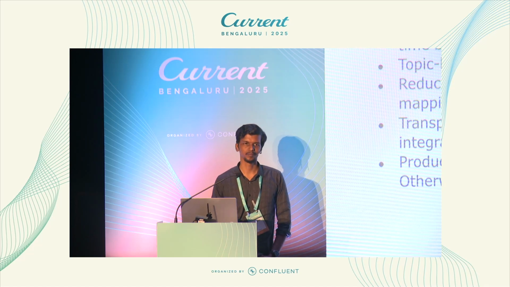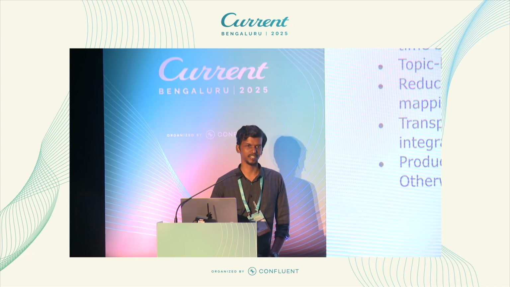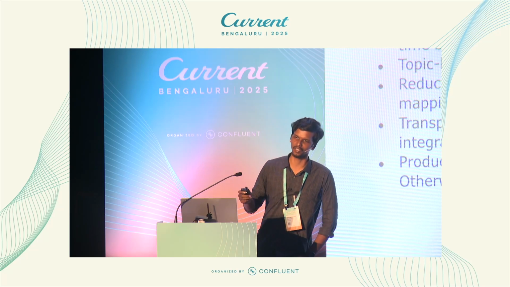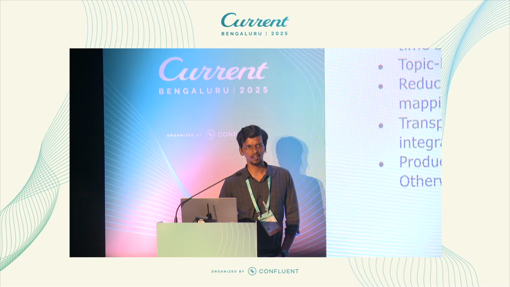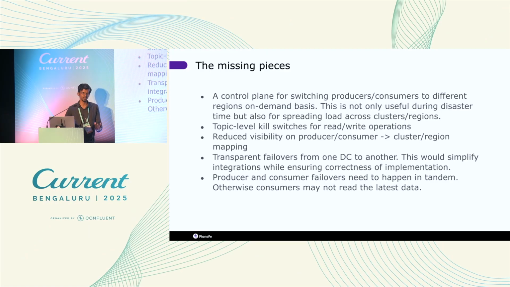Another one is lack of transparent failover. You will have to either go over an L7 application proxy, which is slow because it adds overhead every time you do message production or consumption, or you will have to have some kind of automation script to switch between the primary region and the second region. And producer and consumer failovers also need to happen in tandem, so we'll have to do some kind of coordination in order to move them.